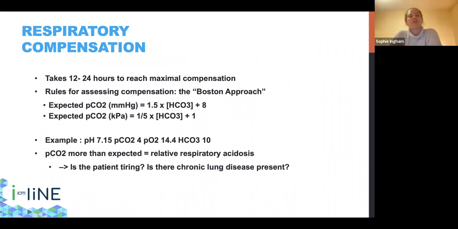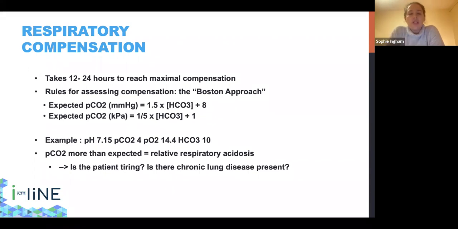So respiratory compensation does happen quicker than metabolic compensation. However, it still takes 12 to 24 hours to reach maximal compensation. There is something called the Boston approach, which is a rule for assessing compensation. It's not something that I've ever done personally in clinical practice, and I've never actually seen anybody do it. Essentially it gives you an idea of the amount of compensation you would expect. If CO2 is more than expected, you need to think, is the patient tiring and not being able to breathe off their CO2? Is there an element of chronic lung disease present as well? And is this in fact a mixed metabolic and respiratory acidosis?